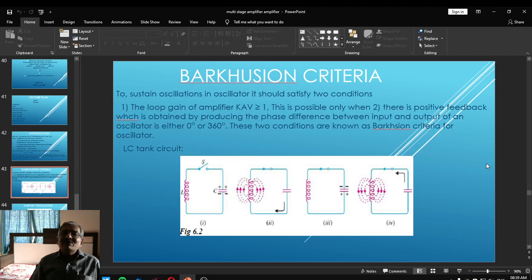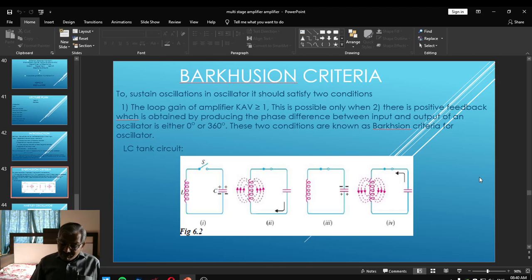Then we studied the Barkhausen criteria to sustain the oscillations. To sustain the oscillations in an oscillator, the first condition is that the loop gain, that is KAV, should be greater than or equal to 1. And this is possible provided there is positive feedback. And this positive feedback is obtained by introducing no phase shift between input and output of an oscillator.